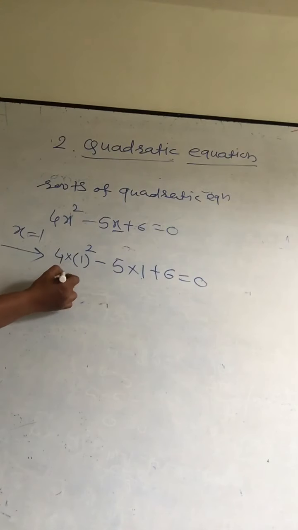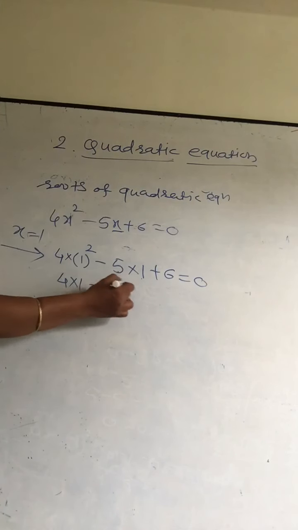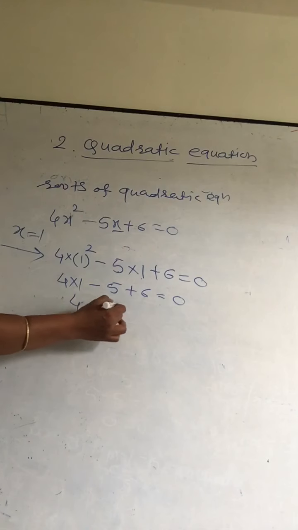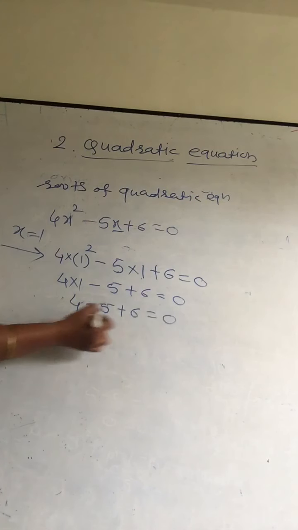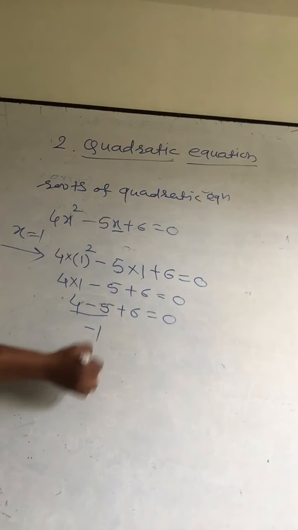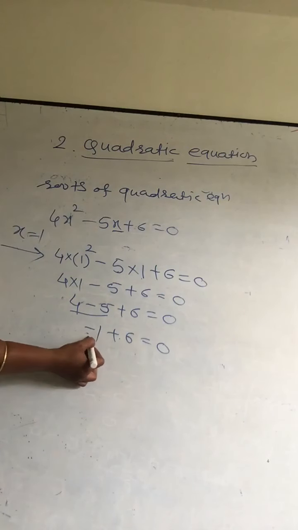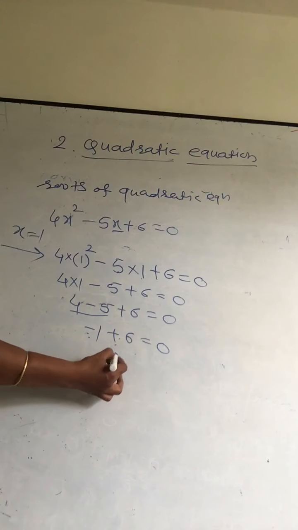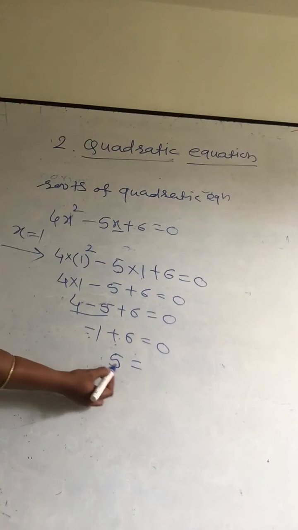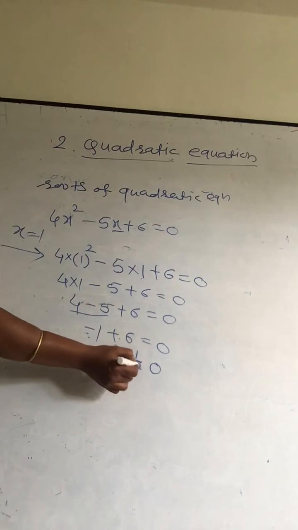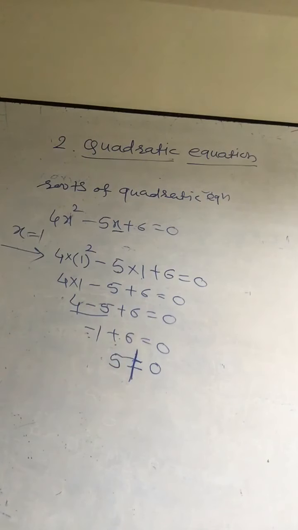Now 4 into 1 square is 4, 5 ones are 5, plus 6 is equal to 0. 4 minus 5 plus 6 is equal to 0. 4 minus 5 is minus 1 plus 6 is equal to 0. Minus 1 and plus 6 have different signs, so subtraction is done, and the bigger number's sign is taken for the answer. 5 is equal to 0. Is this true? No. 5 is not equal to 0.